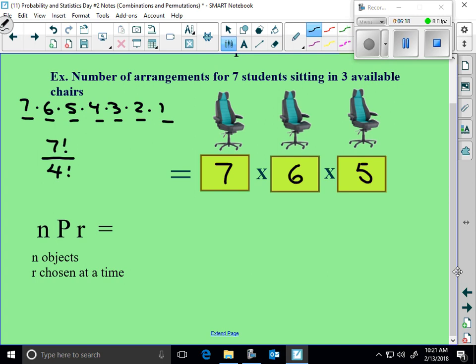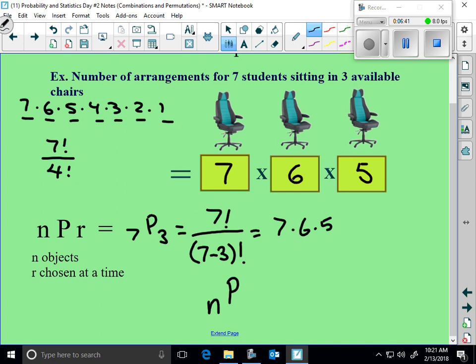Well, they saw 7 items being placed into 3 seats. So they said 7 permutations of 3 objects would be equal to 7 factorial over, how do I get 4 factorial? 7 minus 3 factorial. So that would be 7 times 6 times 5. The general formula for nPr will be n factorial over n minus r factorial. Okay, and that comes out to be, what is that, 30 times 7, 210 maybe? Is that right?